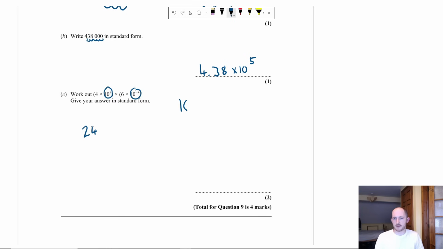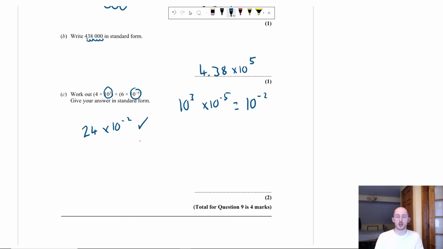Now when I have 10 to the power of 3 times 10 to the minus 5, if you remember your rules of indices, that means you add the powers. So this is 10 to the power of 3 minus 5, which is minus 2. Remember, I've added the powers. 3 plus minus 5 means you just do 3 minus 5. So that's 24 times 10 to the minus 2.